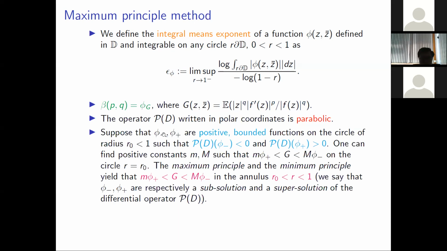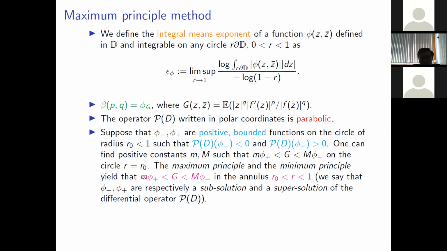We should pass the phi minus and phi plus, which are positive functions on a circle of radius r, and satisfy that the action of the operator on phi minus is negative and on phi plus is positive. In this case we can use the minimum principle for this operator to prove that the solution g of the operator is bounded above by phi minus and bounded below by phi plus on the analysis.